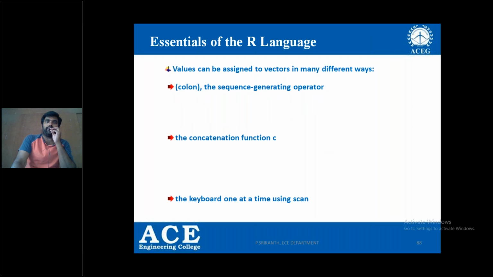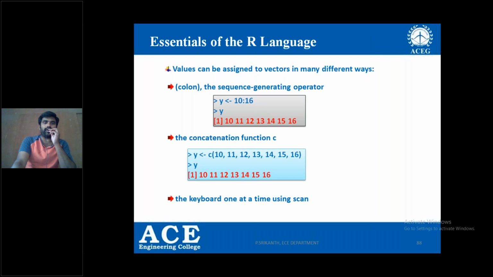And values can be assigned to vectors in many different ways. Like in MATLAB, you can use the colon operator, 10 to 16. The increment value will be 1, so the values will be 10, 11, 12, 13, 14, 15, 16. Or else you can use the concatenation function, that is c. We have used c a number of times in the slides so far, right? If I say c of 10, 11, 12, 13, 14, 15, 16, it becomes a vector and it concatenates all the values from 10 to 16, right?